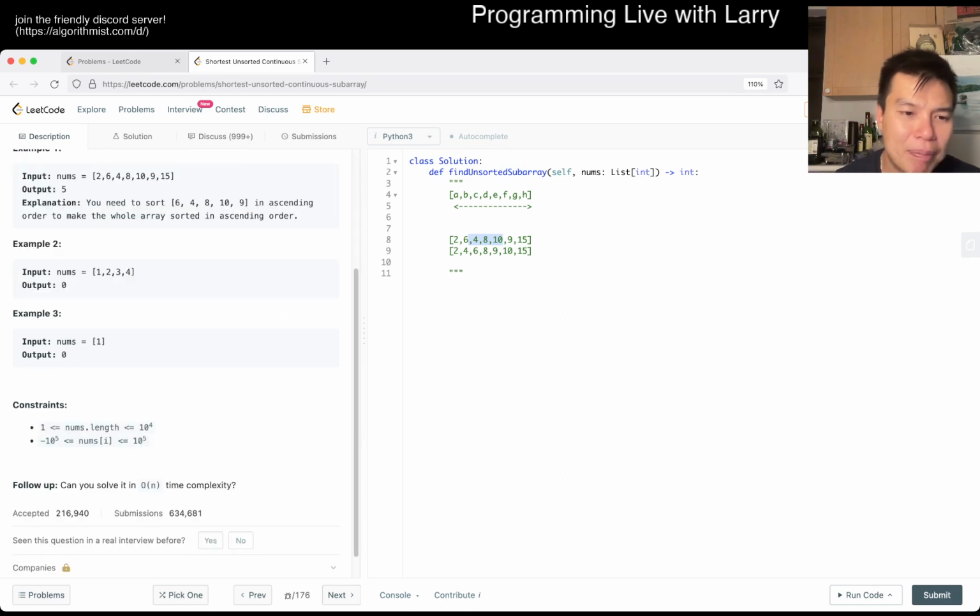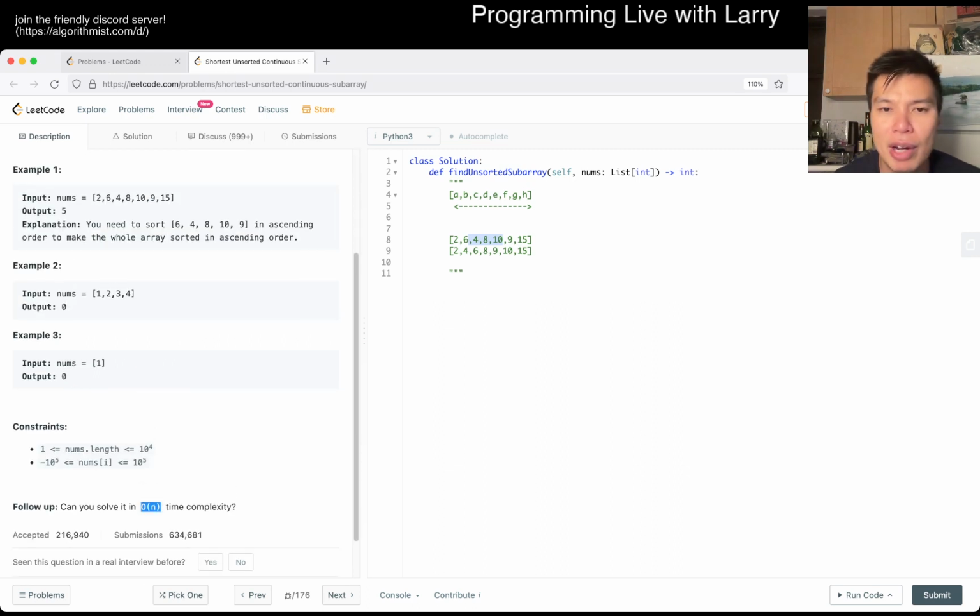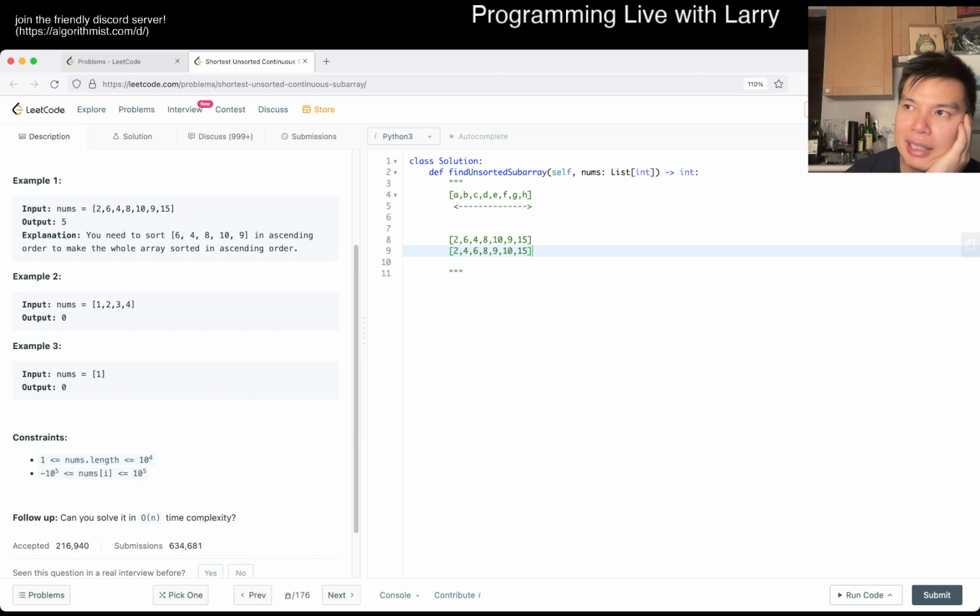But now we're going to think about doing it in linear time. The way to do that is to try to find a property in which this is true. I think you can use a stack.